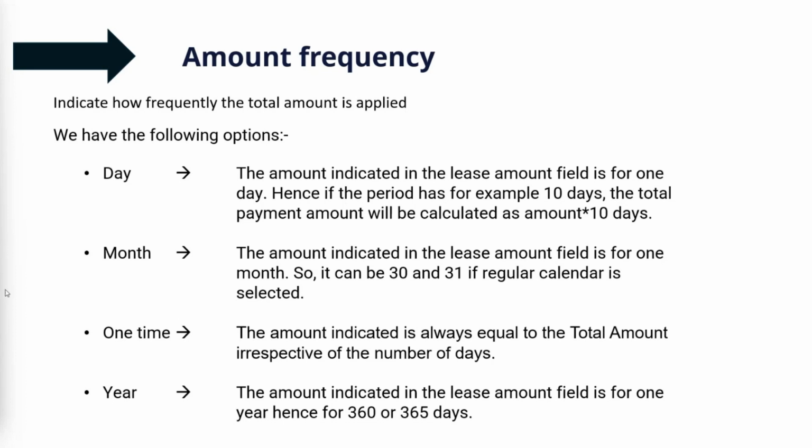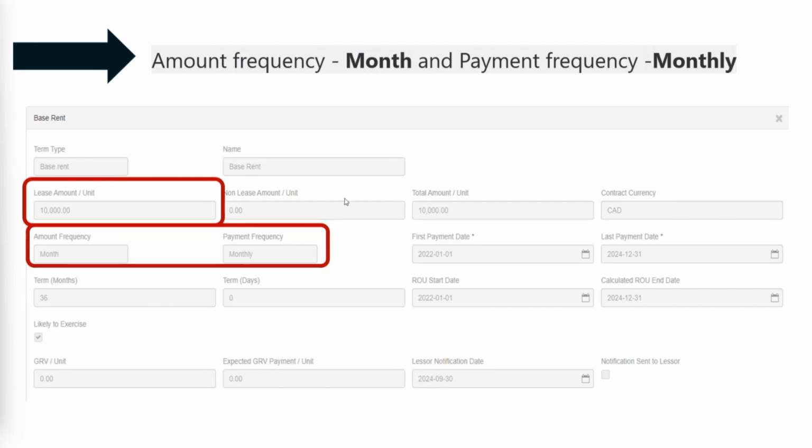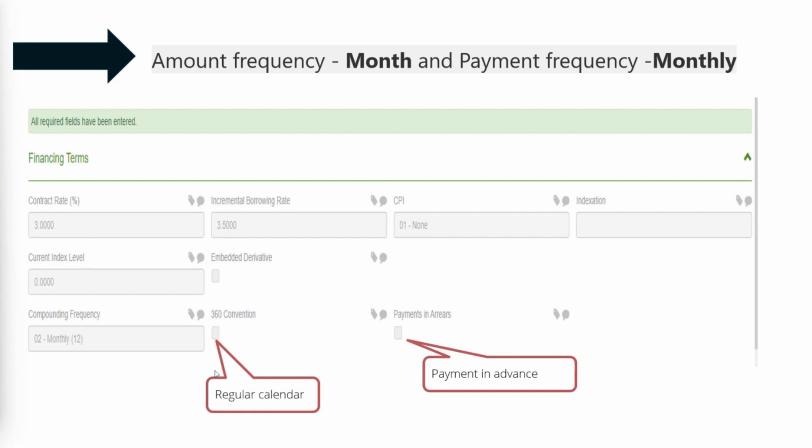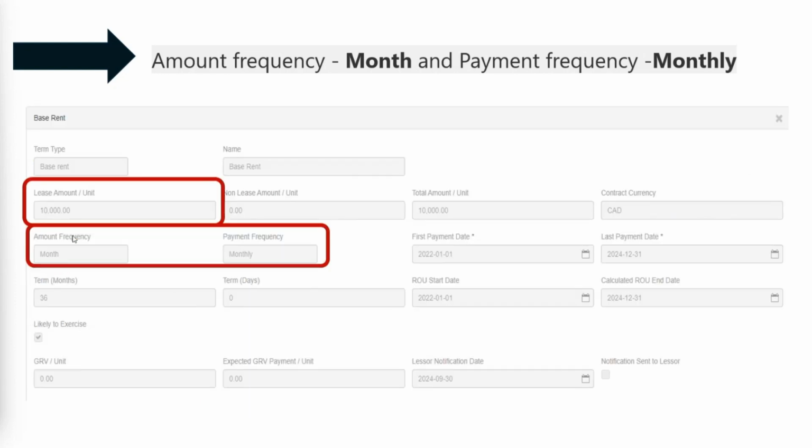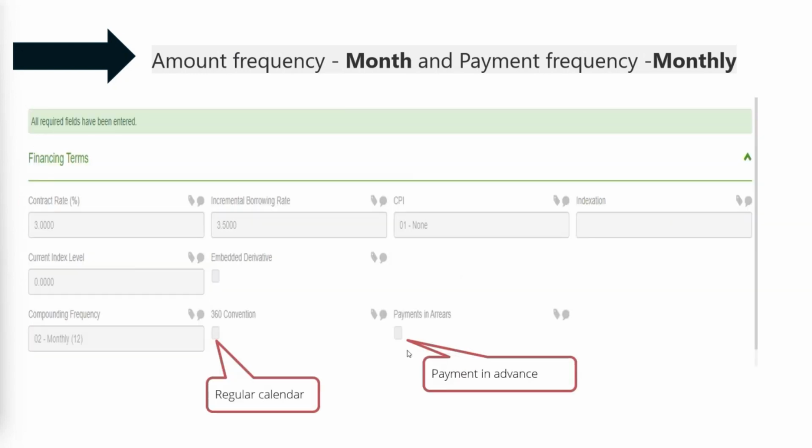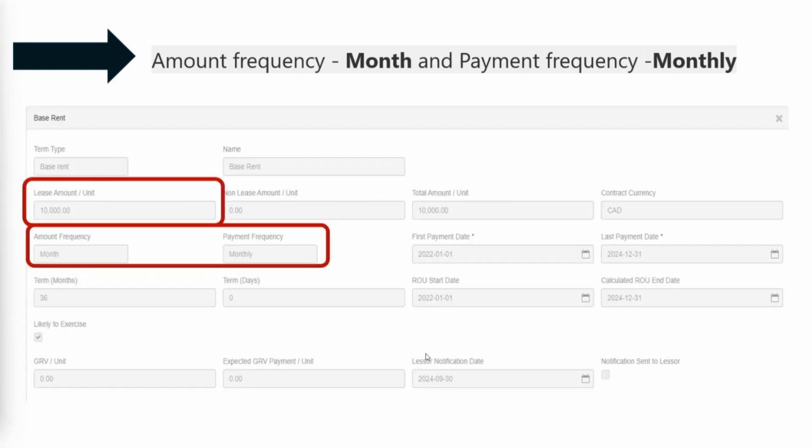Okay, now we will look at some combinations. If the amount frequency is month and the payment frequency is monthly, this 10,000 is for an entire month. Since the regular calendar is selected over here, the 10,000 is for 31 days. And we also have payment in arrears, payment in advance selected. The ROU start date is from January 2022 to 31 December 2024. That is 36 months.